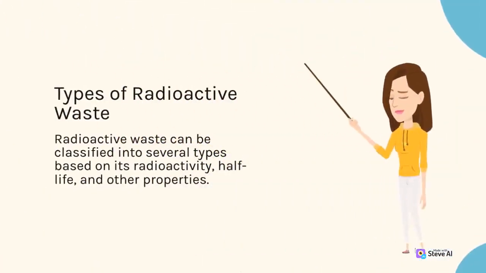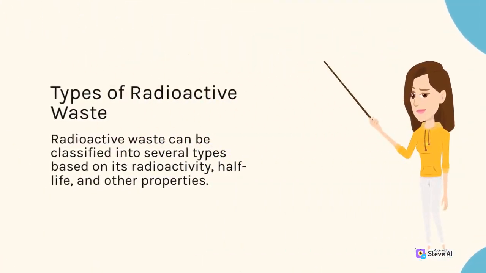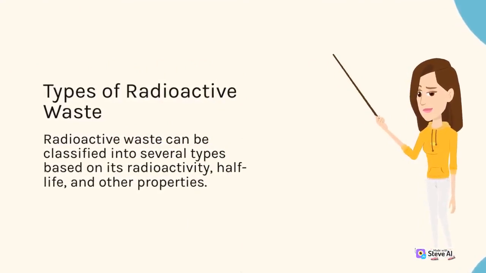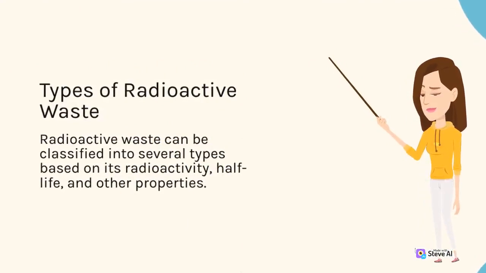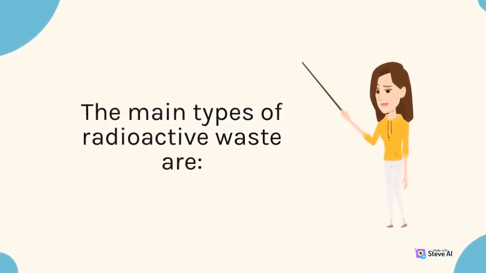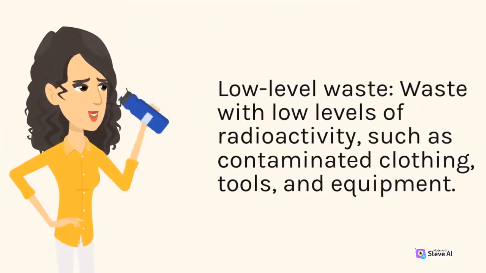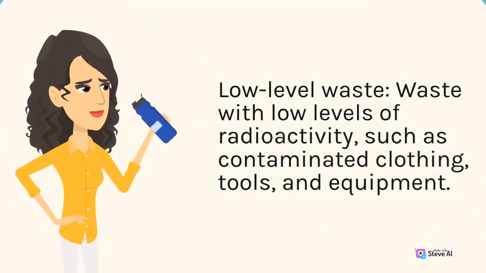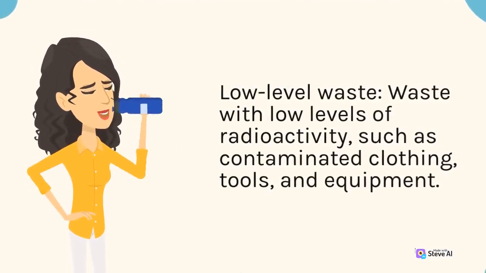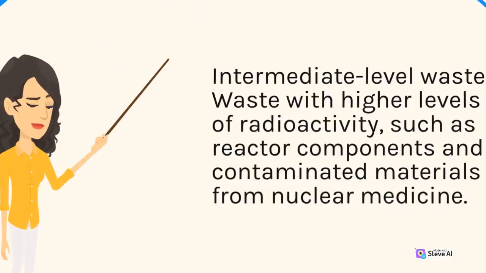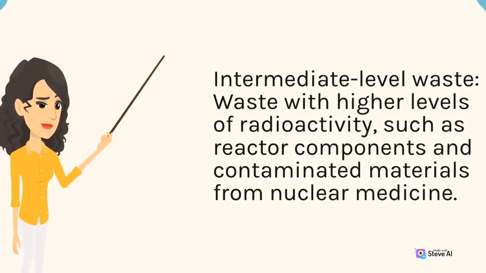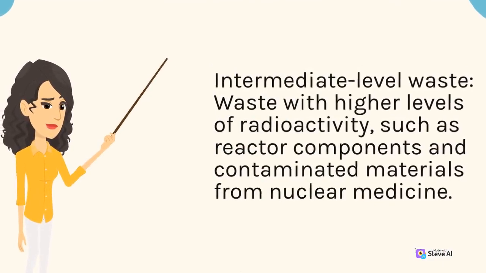Types of radioactive waste. Radioactive waste can be classified into several types based on its radioactivity, half-life, and other properties. The main types of radioactive waste are low-level waste, waste with low levels of radioactivity, such as contaminated clothing, tools, and equipment. Intermediate-level waste, waste with higher levels of radioactivity, such as reactor components and contaminated materials from nuclear medicine.